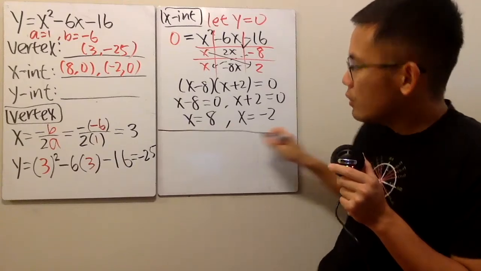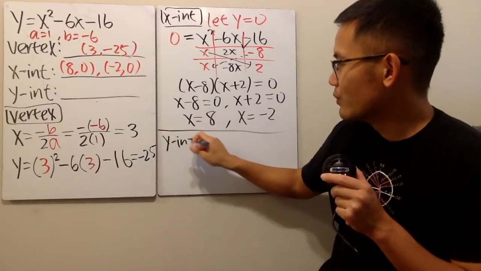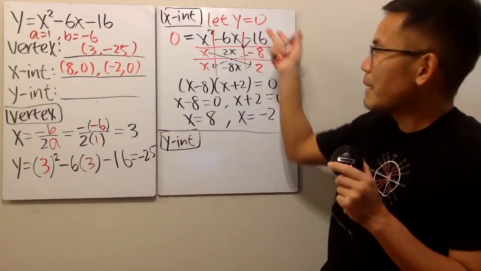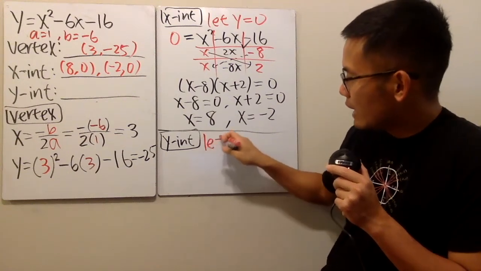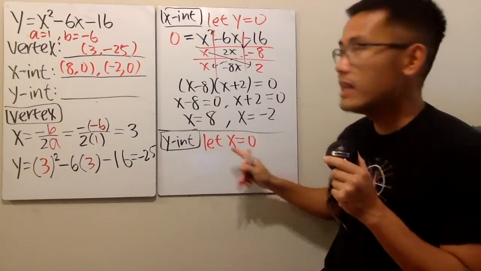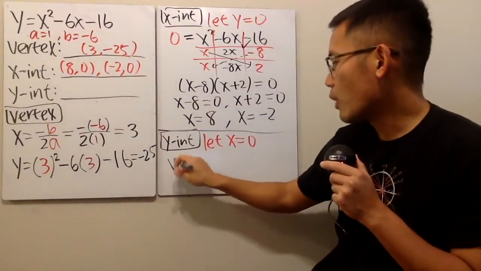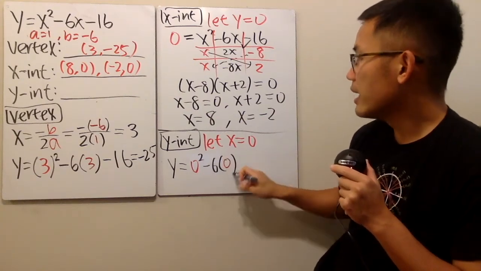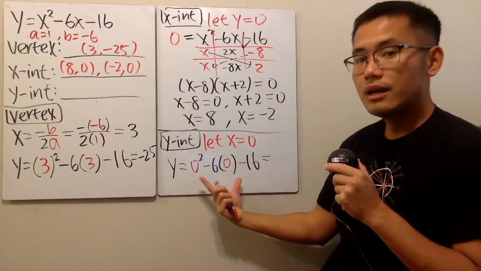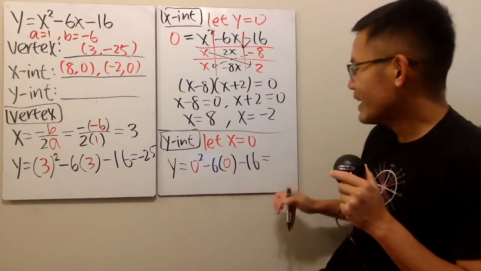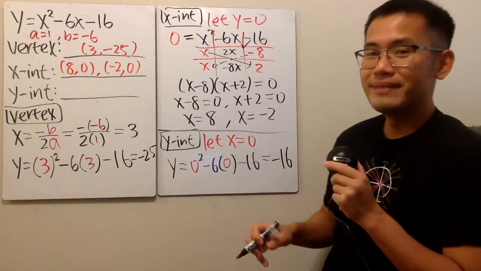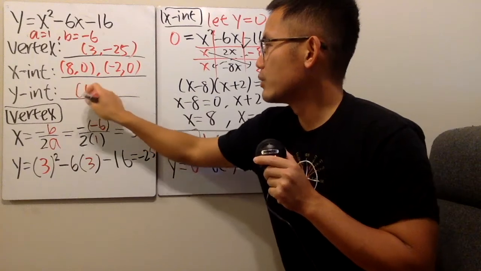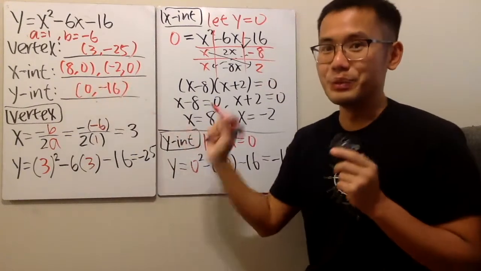All right, one more, which is the y-intercept. And take a guess, what do we do for the y-intercept? Yes, we just have to let x equal to 0. It's the opposite of that. So we are going to let x be equal to 0, and then we plug in. We get y being equal to 0 squared minus 6 times 0, and then minus 16. All in all, we get 0, 0, and then here we get just negative 16. So x is 0, y will be negative 16, so the y-intercept is 0, negative 16. And with that, we are done.